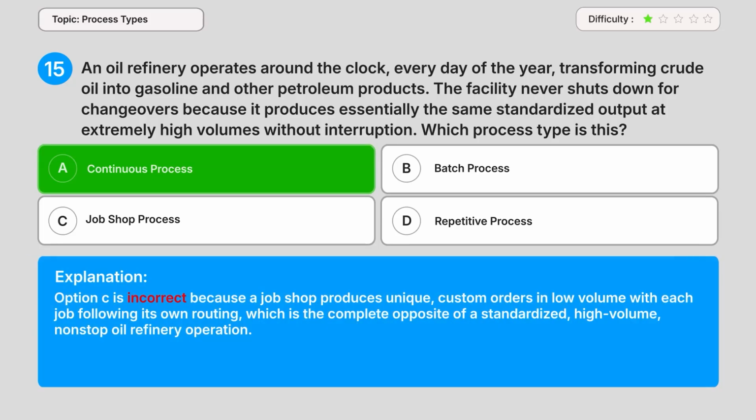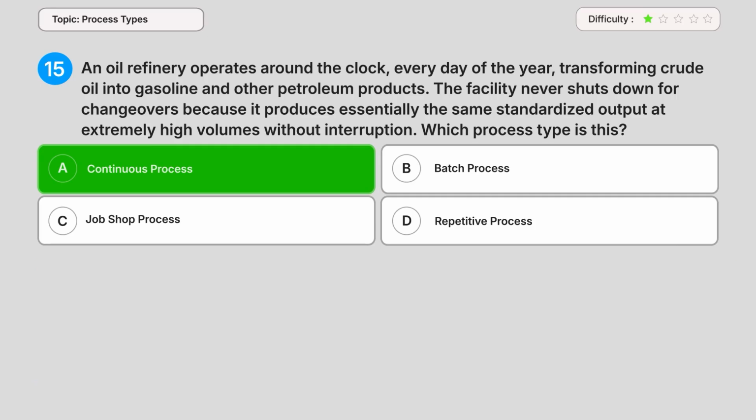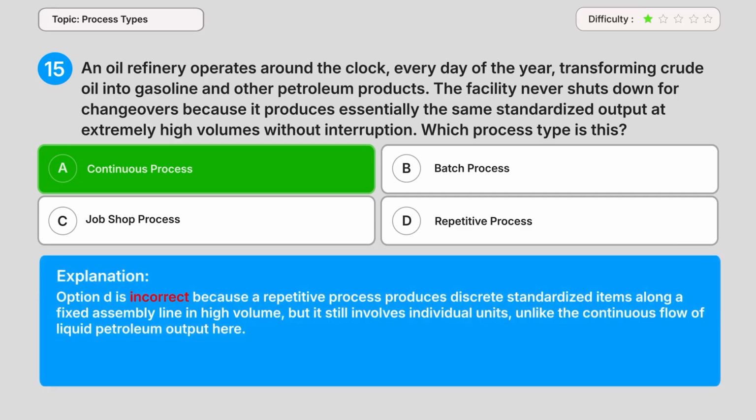Option C is incorrect because a job shop produces unique custom orders in low volume with each job following its own routing, which is the complete opposite of a standardized, high-volume, non-stop oil refinery operation. Option D is incorrect because a repetitive process produces discrete standardized items along a fixed assembly line in high volume, but it still involves individual units, unlike the continuous flow of liquid petroleum output here.